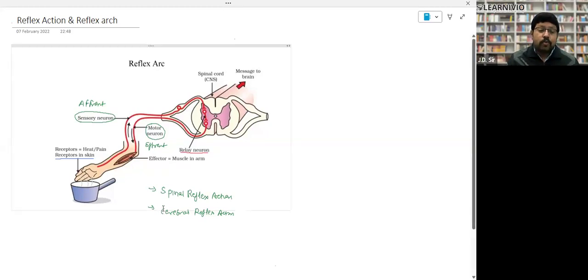So normally there are two kinds of reflex action. Spinal reflex actions are controlled by the backbone, and cerebral reflex actions are controlled by the brain, right? This is an example of a spinal reflex action, where the message does not reach our brain. The information goes to the backbone and the decision is taken from the backbone itself, right? And this pathway is called the reflex arc.